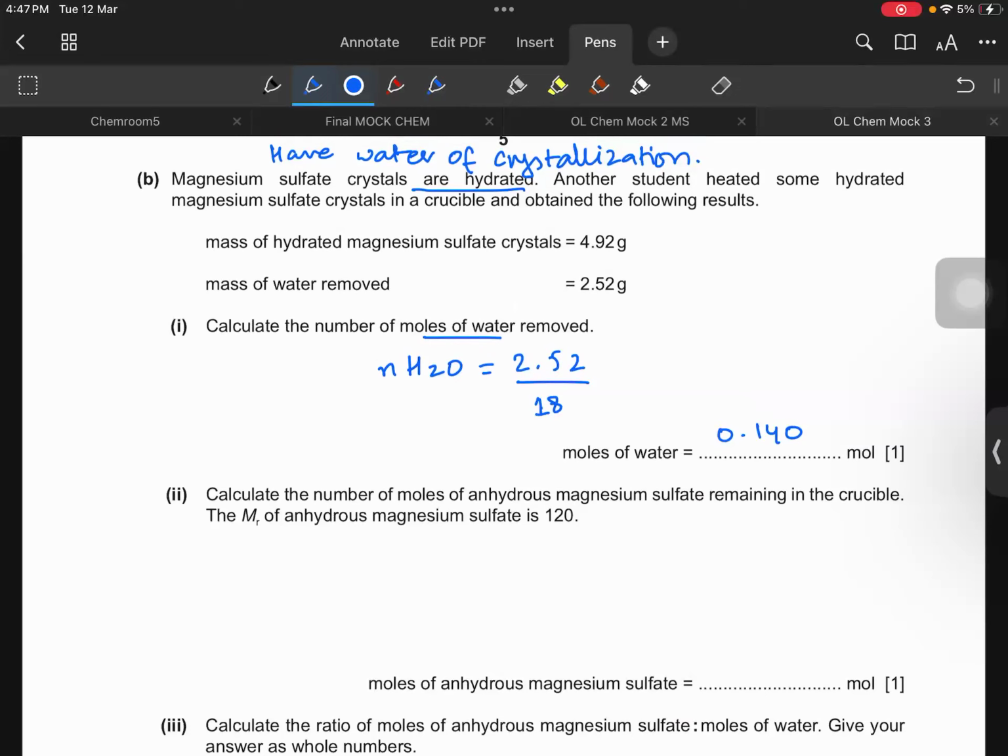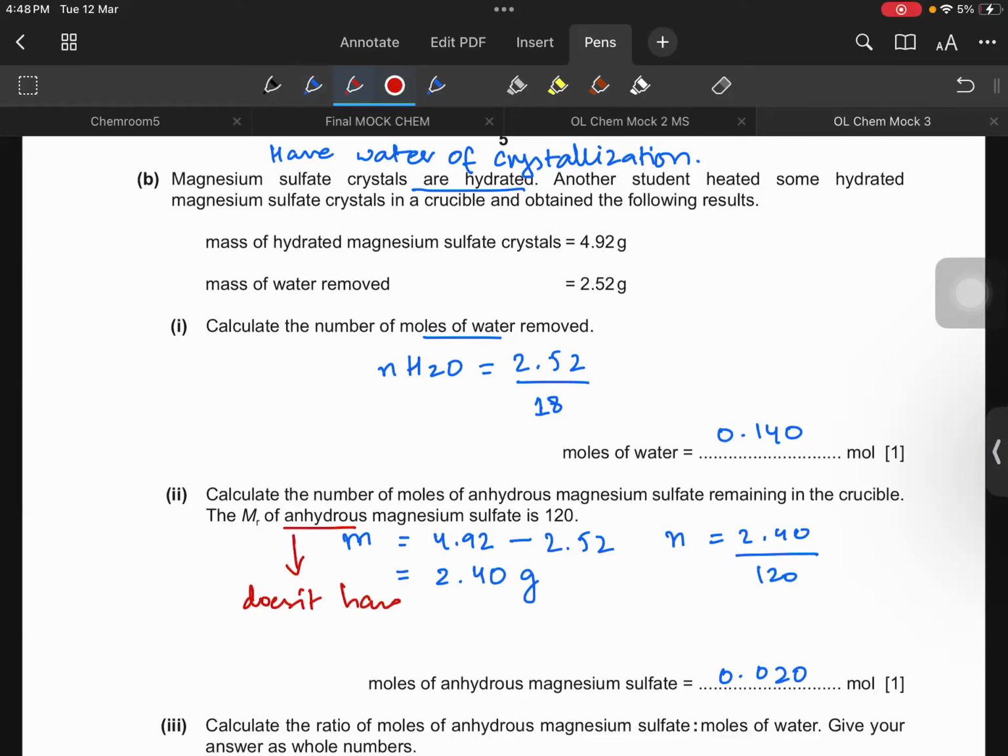Calculate the number of moles of anhydrous magnesium sulfate remaining in the crucible. 4.92 minus 2.52, why? Because we need the anhydrous magnesium sulfate. The original mass was 4.92, minus 2.52 gives 2.40. Now how do we find moles? Divide by 120. 0.020. By the way, do we know what anhydrous means? Sir, it means it does not have water of crystallization.